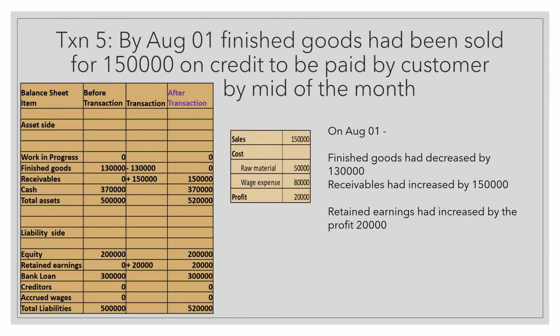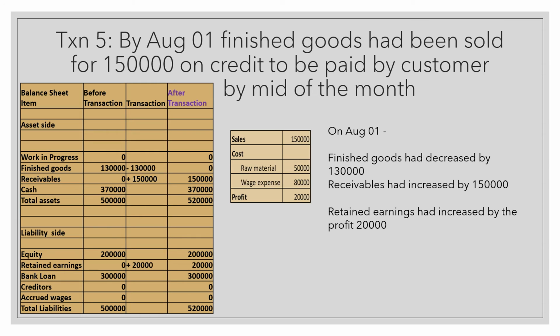Transaction 5: by August 1, finished goods had been sold for 1,50,000 rupees on credit, to be paid by the customer by mid of the month. As a result, if you see the balance sheet on August 1, the finished goods had decreased by 1,30,000. Receivables had increased by 1,50,000. And on the liability side, the retained earnings had increased by the profit of 20,000.